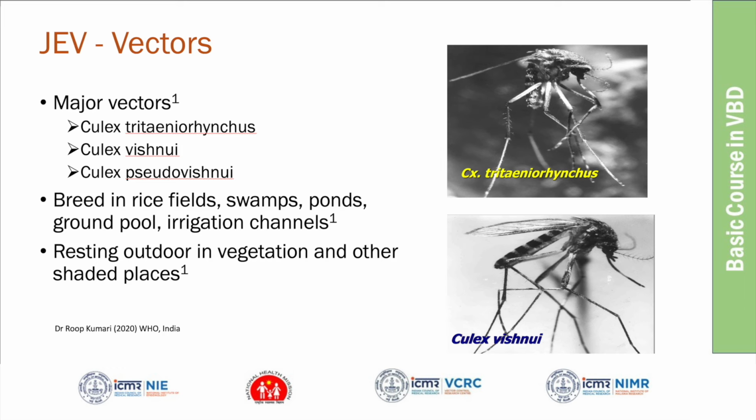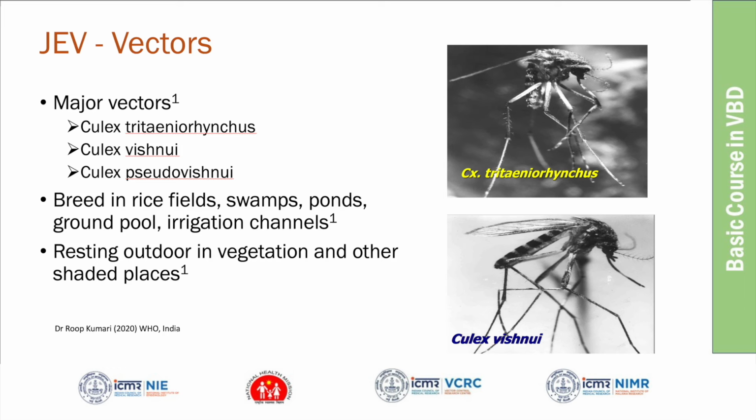And if you see the vectors, these breed in rice fields. That is, wherever there is clear water, they can breed, such as rice fields, swamps with aquatic vegetation, both hydrilla and lilies, and clear ponds, ground pools, and irrigation channels. These are all their breeding habitats, and they can rest outdoors in vegetation and in other shaded places.